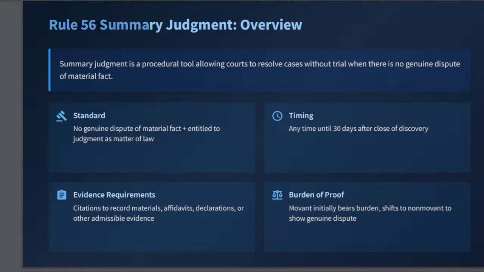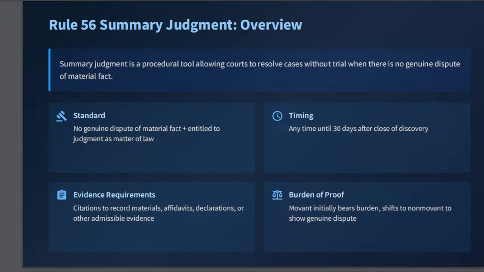So Rule 56 goes over summary judgment, and this is the Federal Rule of Civil Procedure. Summary judgment is a procedural tool allowing courts to resolve cases without trial when there is no genuine dispute of material fact. The standard is no genuine dispute of material fact, plus entitlement to judgment as a matter of law. The timing is any time until 30 days after close of discovery. So after 30 days after discovery is closed, it's no longer eligible for a summary judgment.